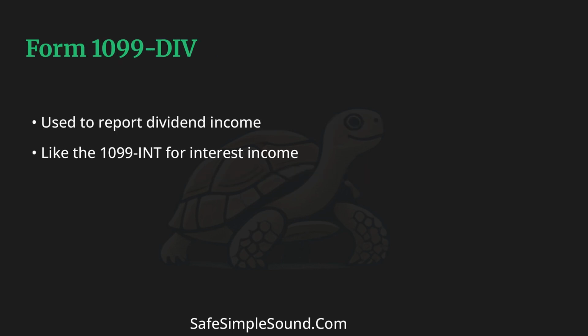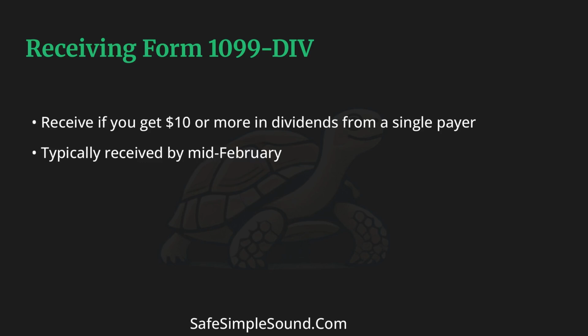Now, how do you know which type of dividends you received and how much? Just like interest income has its dedicated form, so does dividend income. Say hello to Form 1099 Dividends and Distributions. If you receive $10 or more in dividends from a single payer, like your brokerage firm where you hold your stocks or mutual funds, or sometimes directly from a company, you should receive a Form 1099 DIV early in the year, typically by mid-February, just like the 1099 INT.